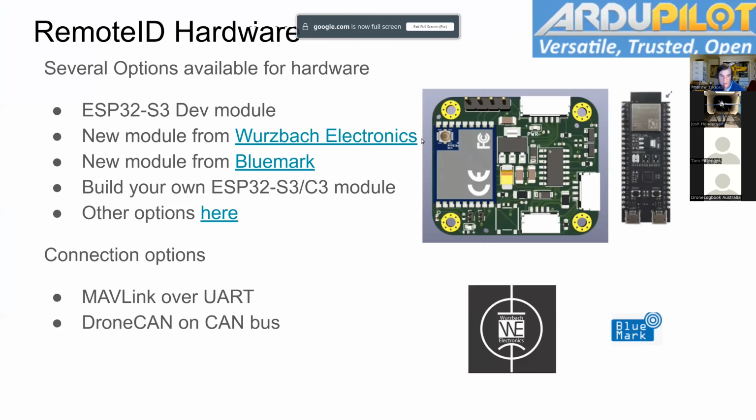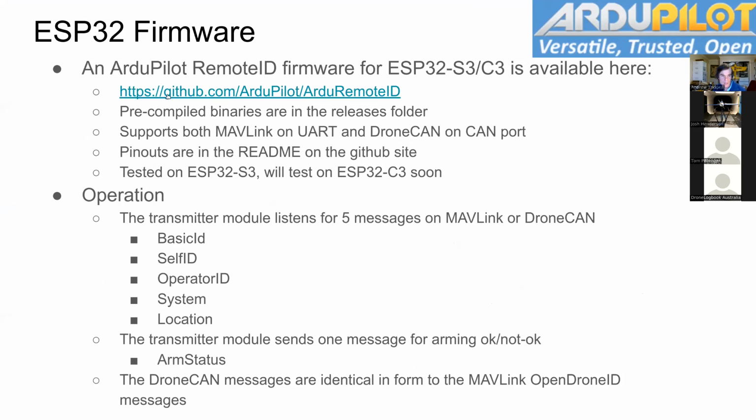Okay, and back. All right, so jumping in here, it's an ESP firmware. It has these various messages here. Then there's a message that comes back from the transmitter module, which is arm status. And that's your go, no go, because the requirement from the means of compliance is that you cannot arm and fly the vehicle unless that transmitter module says you're good to go. So that is the key message.